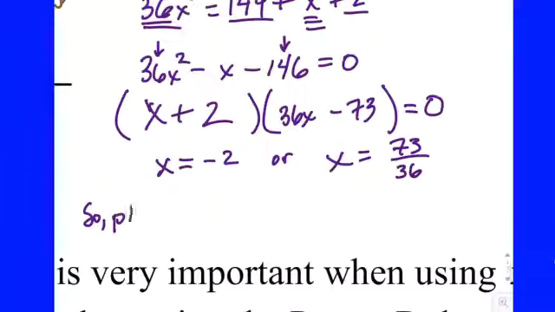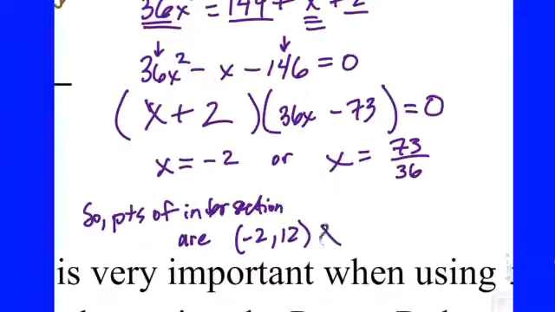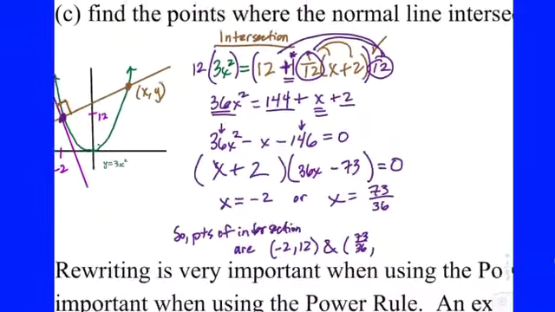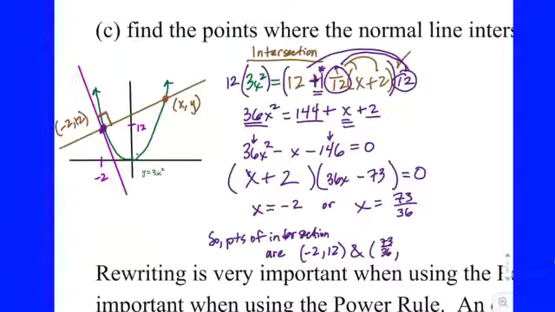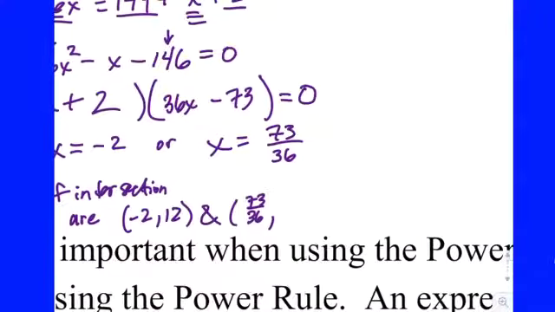So let's answer the question. The points of intersection are negative 2, 12, and positive 73/36, how do I find the y value? I can either plug it back into the equation of the parabola, 3x squared, or I could plug it back into the equation of the normal line. Which one looks easier? Probably the parabola one. So I'm just going to say 3 times x squared. And I'm going to leave it like that.